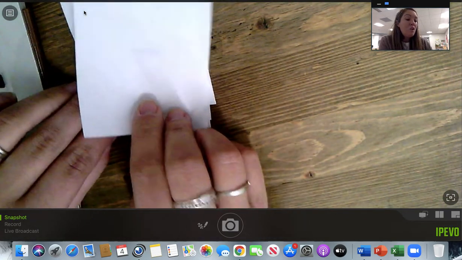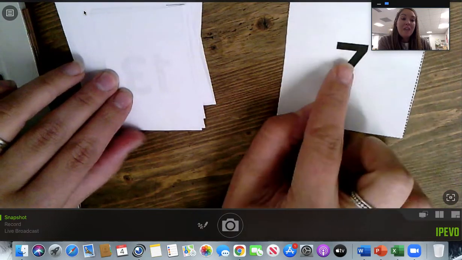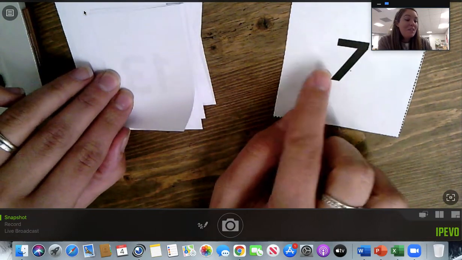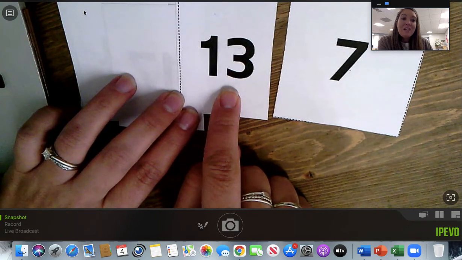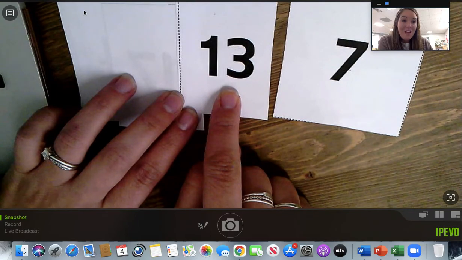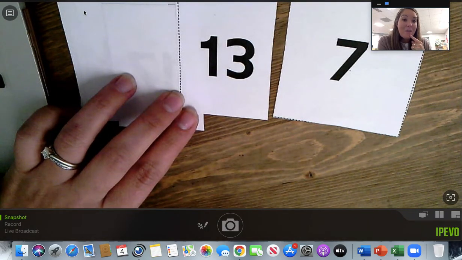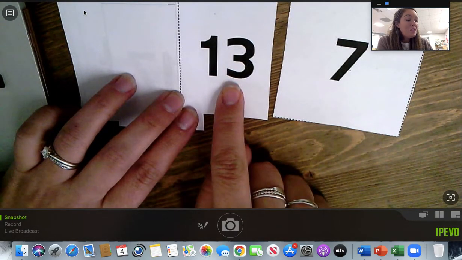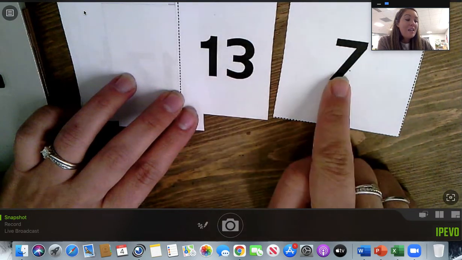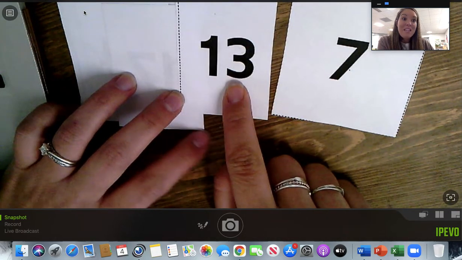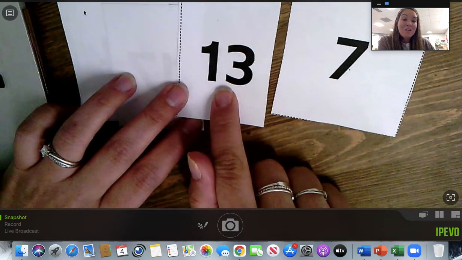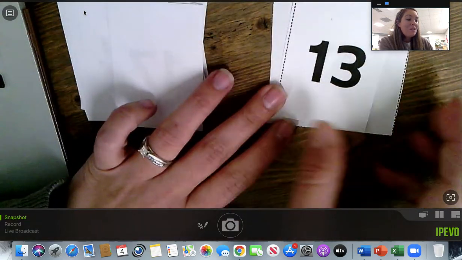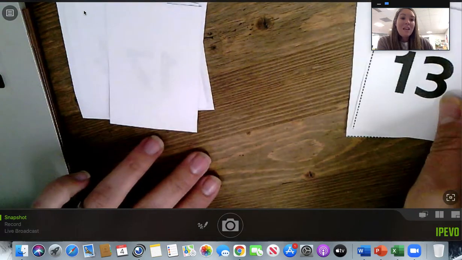You're going to turn over the top first two cards. I have a 7, so you're going to say the number 7 and 13. You're going to decide which number is greater than the other number, and then you're going to say that out loud. So I would say 13 is greater than 7. So 13 wins, right? 7 is less than 13. So I'm going to take those cards, I'm going to put 13 on the top and set it over here.